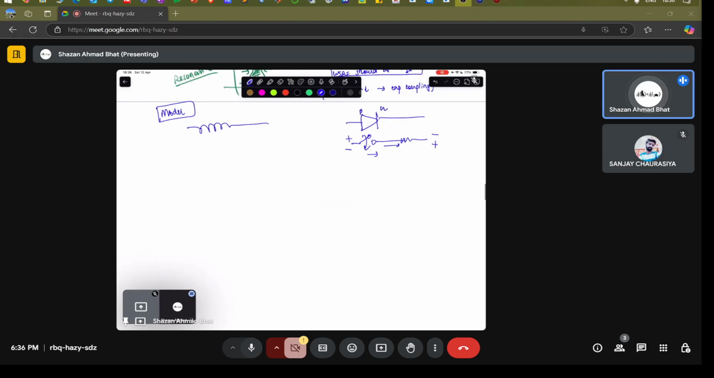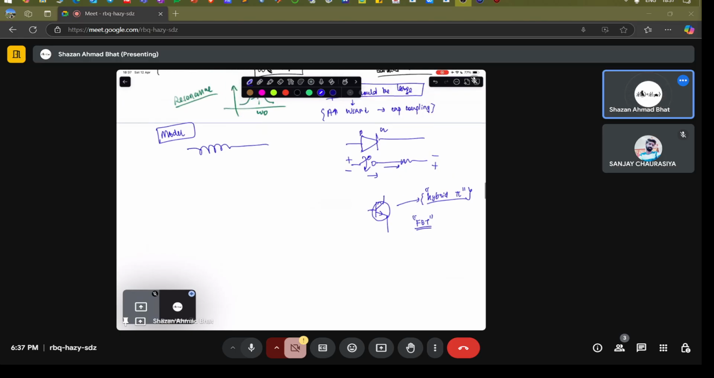Similarly, you have the equivalent circuit of a BJT. Let me draw it like this. You have an equivalent circuit of a BJT using maybe the hybrid pi model you have studied. Those are basically the equivalent small signal models of the transistors. Similarly, you have the equivalent model of FETs, which are the field effect transistors. Similarly, you have the equivalent model of this inductor. How do you model it?